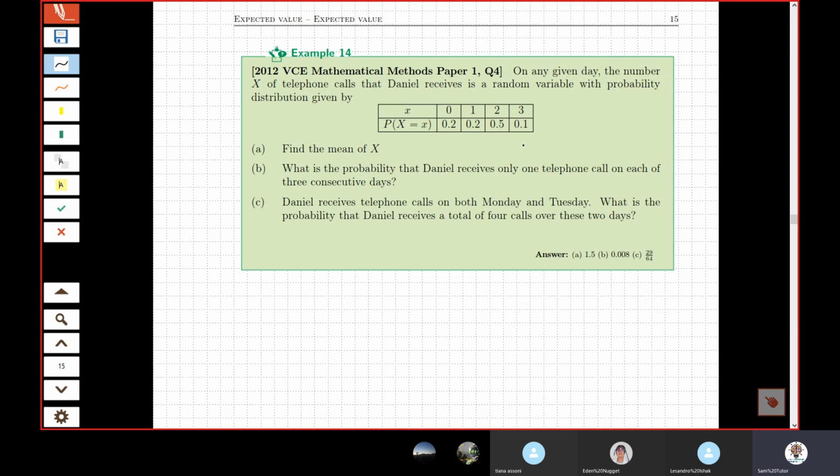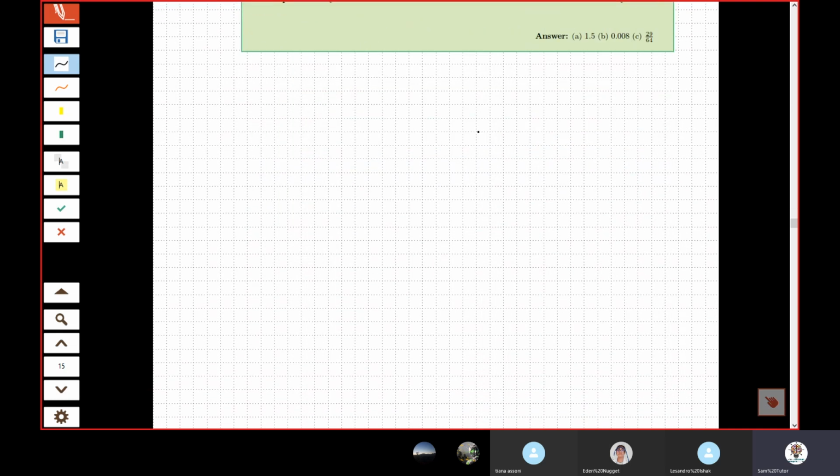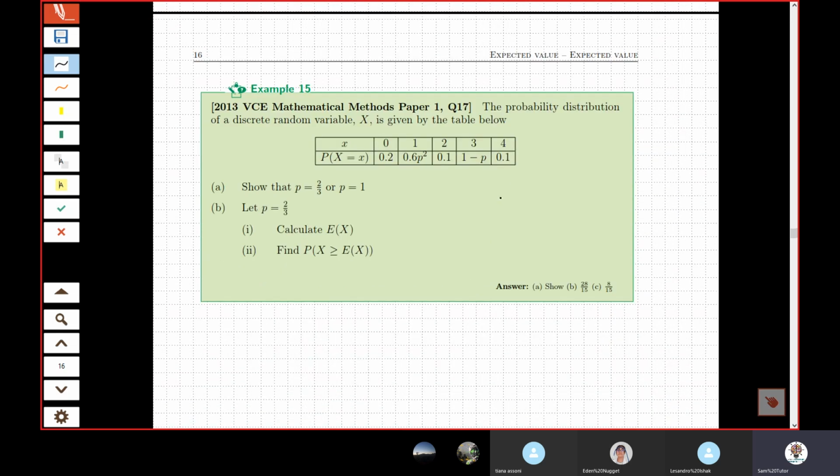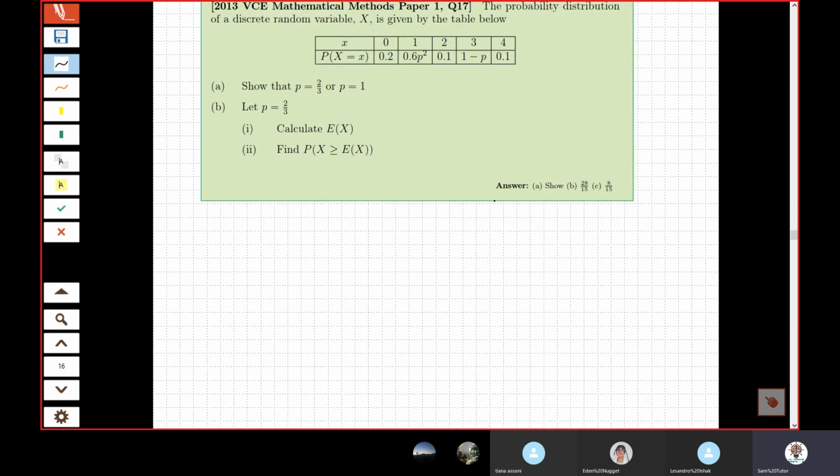On any given day, we'll come back to that. It's easy. Find the mean. What is the probability that Daniel received only 1 telephone call on each of the 3 consecutive days? We'll do it. Just 0.2, 0.2, 0.2. We'll come to it. That's easy. Just want to see what else. Okay, yeah, let's do that one.